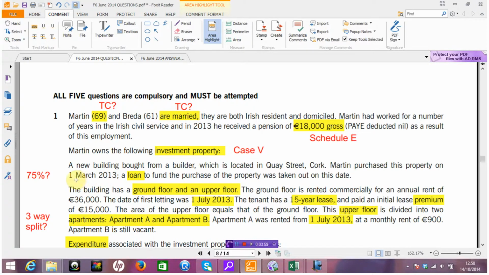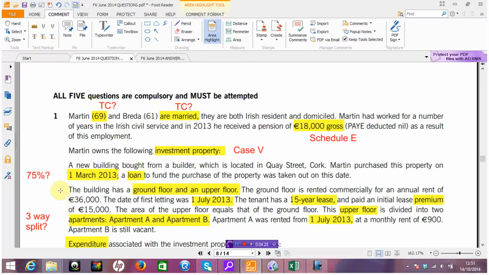The other thing that's interesting from this particular paragraph is the fact that the property was bought part way through the year. Yeah, so 1st of March 2013. Now that means that we're not dealing with a full year, and that's the typical way that tax examiners will come at this area of rental property. They'll ask you to prorate in some way either the income, the rental income, or indeed the expenditure, or perhaps both as is the case in this particular question.